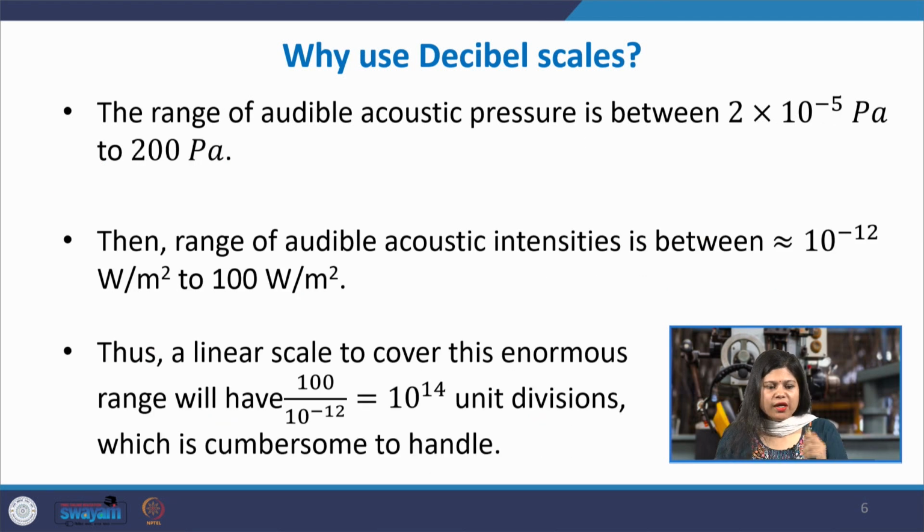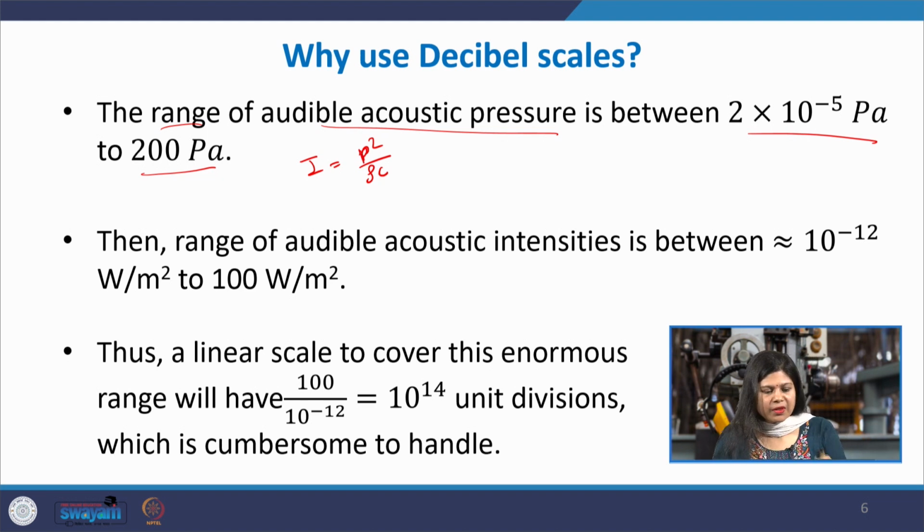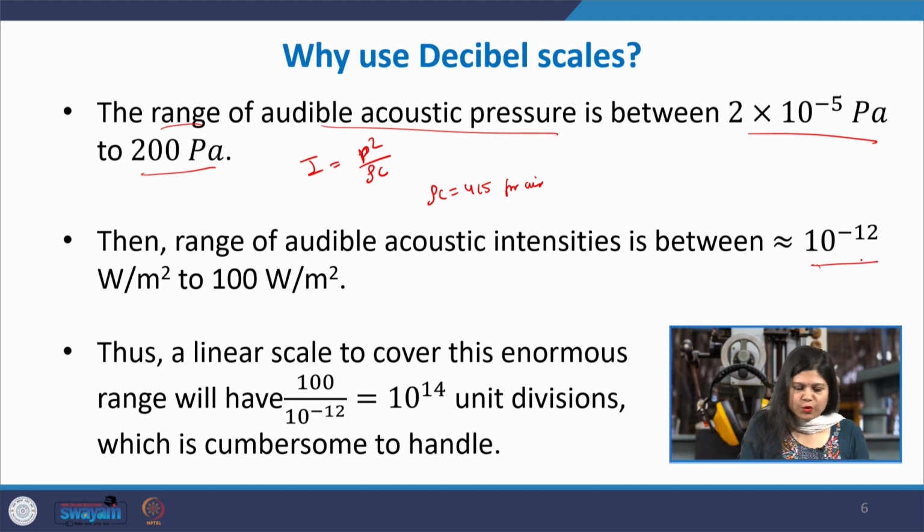Okay. So, now if you think about this, the range of audible acoustic pressure is somewhere between this and this. Now, if this is the range in the pressure, then what is the acoustic intensity I? It is P squared by rho C for a generic wave front in the far field. Considering rho C as 415 for air, you will find the range of audible acoustic intensities is approximately between 10 to the power minus 12 to 100 watts per meter square.